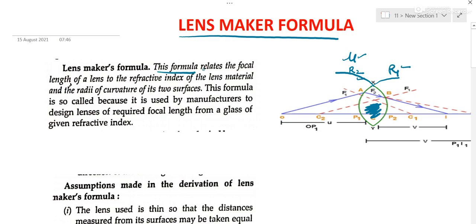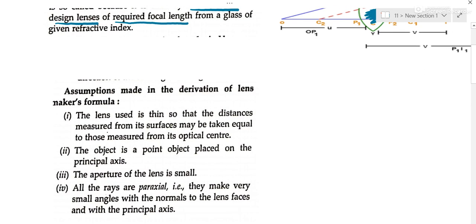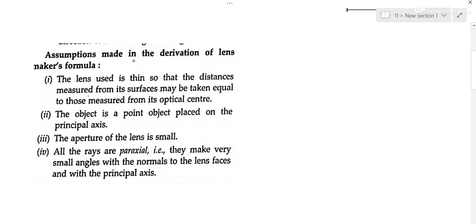This formula relates focal length, refractive index and radii of curvature of its two surfaces. So this is called lens maker formula because it is used by the manufacturer to design lenses of required focal length. Okay, there are certain assumptions to be kept in mind while deriving.